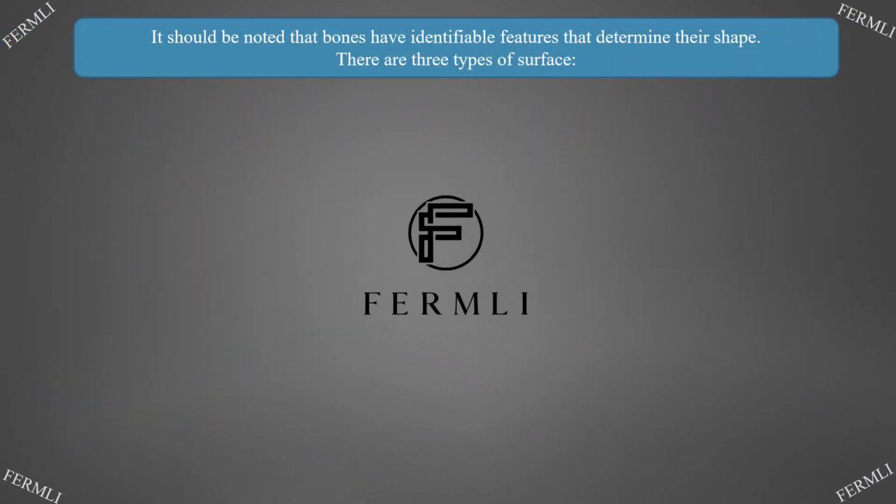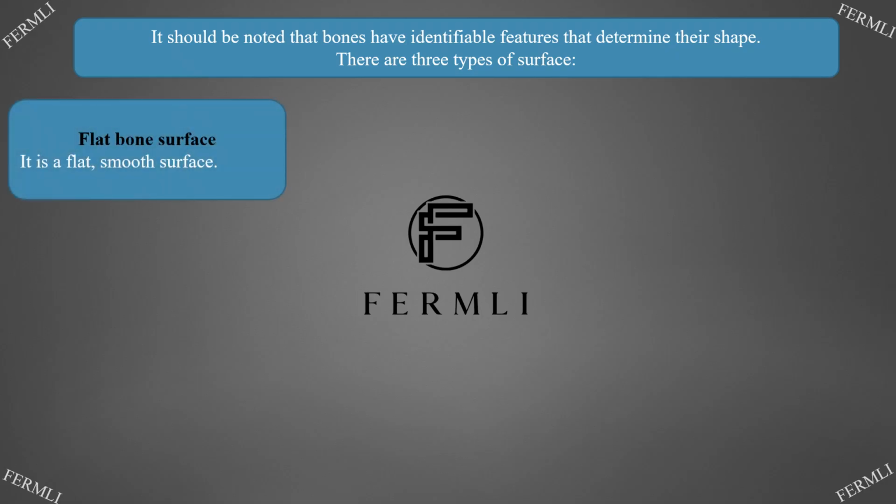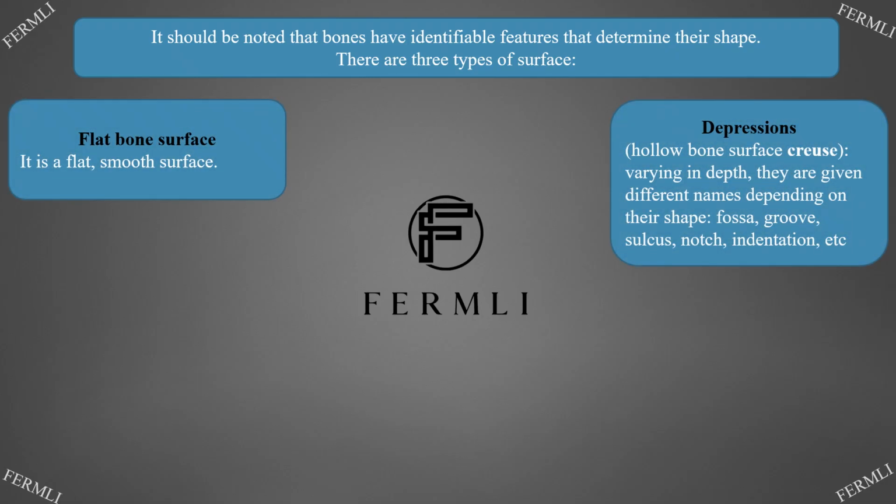It should be noted that bones have identifiable features that determine their shape. There are 3 types of surface. Flat bone surface: a flat, smooth surface. Depressions, hollow bone surface, varying in depth. They are given different names depending on their shape: fossa, groove, sulcus, notch, indentation, etc.